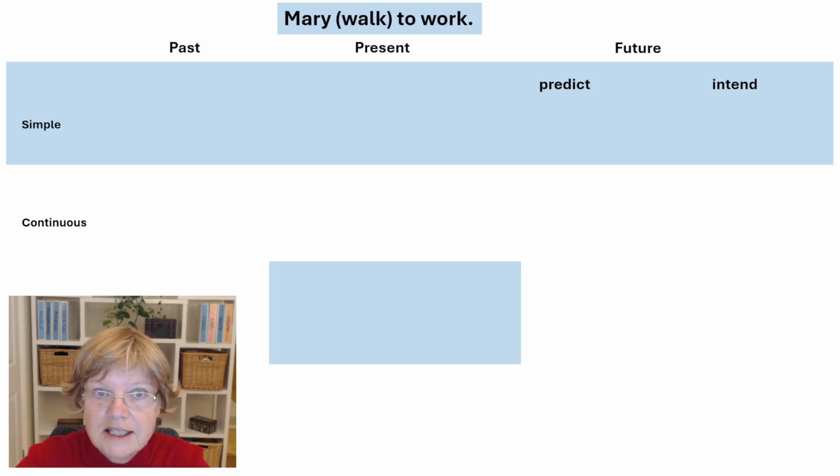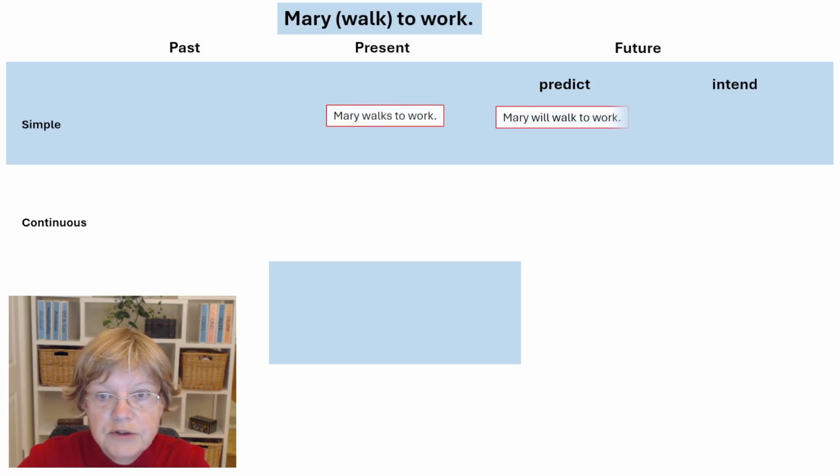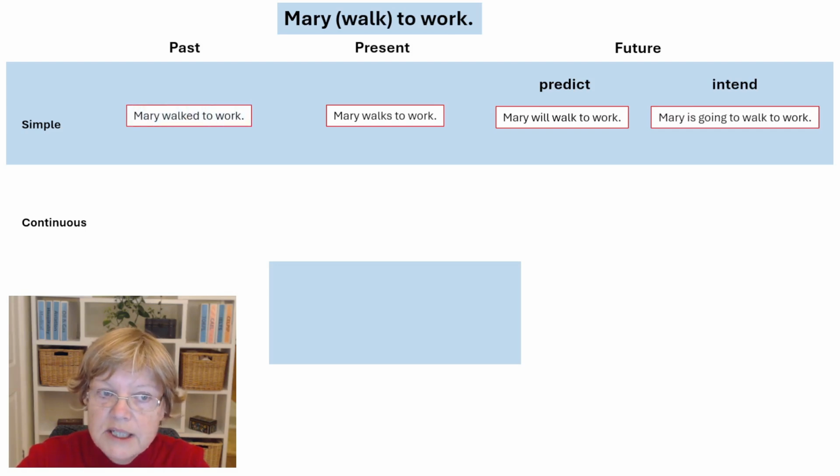If we take this sentence, Mary walked to work, what we need to change to adjust the tenses is that verb walk. In the present, we would say Mary walks to work. If we're predicting a future action, Mary will walk to work. If it's an intention, Mary's going to walk to work. If it's in the past, we'd say Mary walked to work. And if it's in the present perfect, Mary has walked to work.